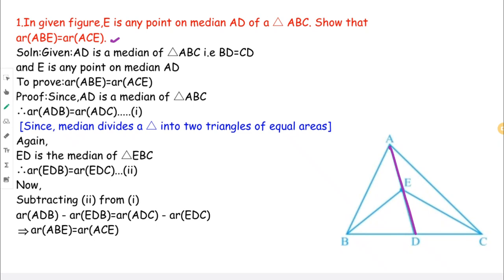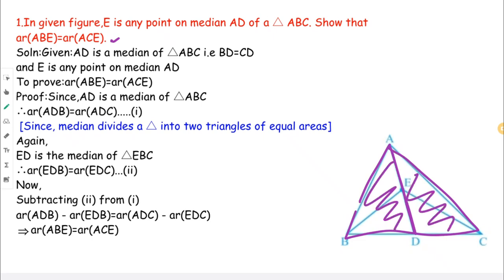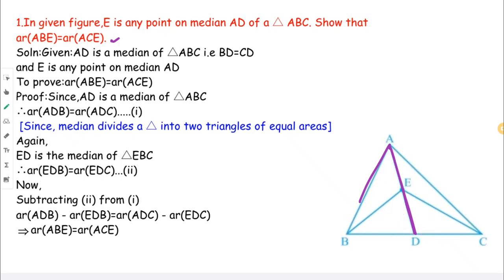AD is the median of triangle ABC. That is what the question is saying, right? Which means that area of triangle ABD should be equal to area of triangle ADC. All right, keep that in your mind. What are we also to prove? We are to prove that area of triangle ABE should be equal to area of triangle ACE. That is what we are asked to prove.